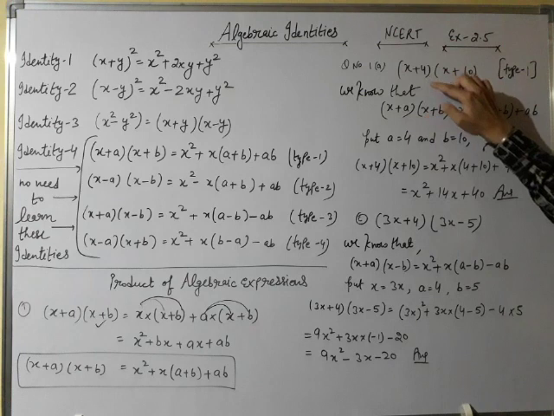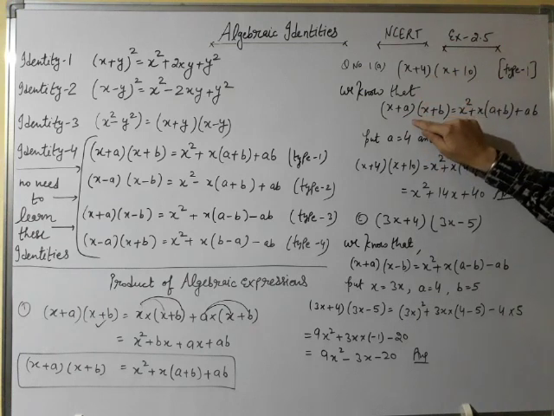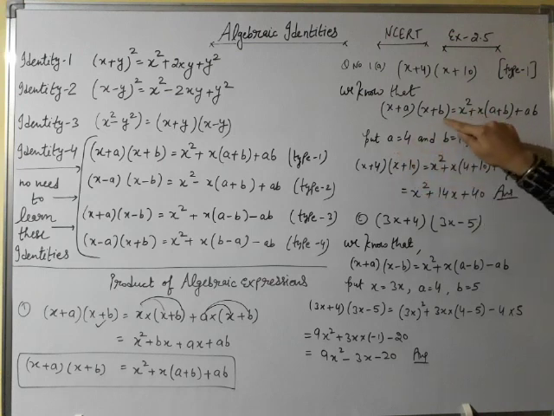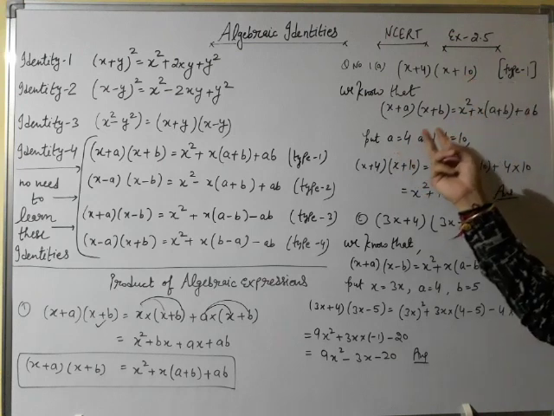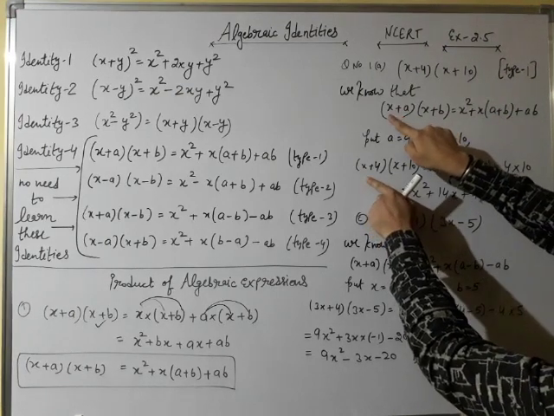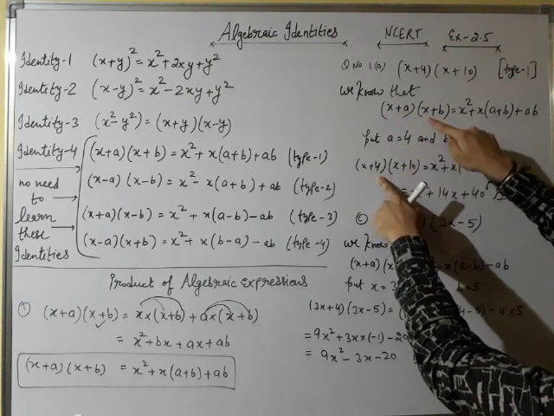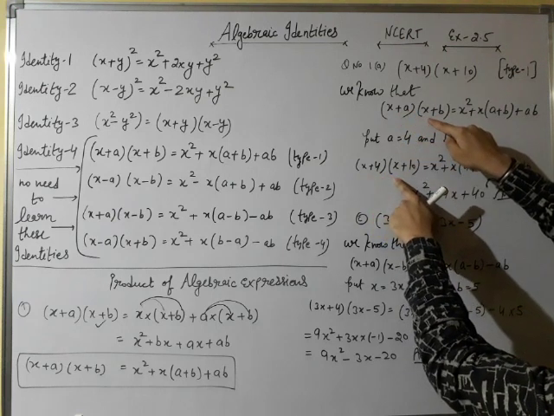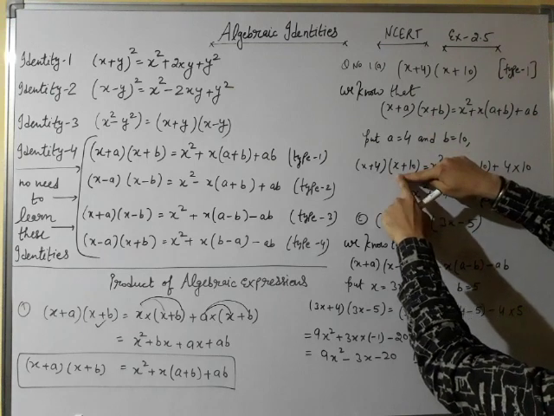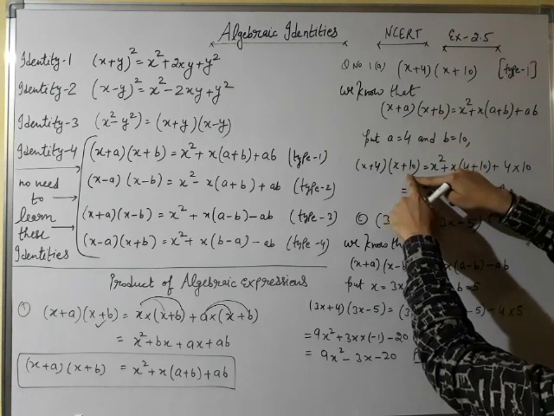Now on comparing the given question to this identity, we get to know a is equal to 4 and b is equal to 10. Now we will put a = 4 and b = 10 in this identity. So here x is the same, plus a, which is 4. Then multiply, bracket start, x plus b, which is 10. So in place of b we have written 10.